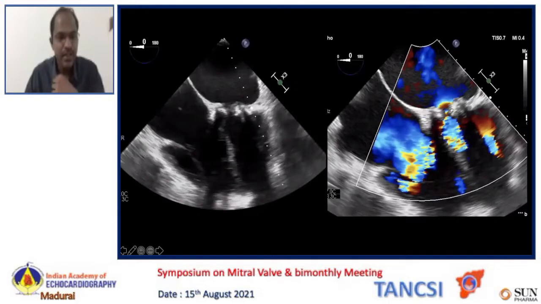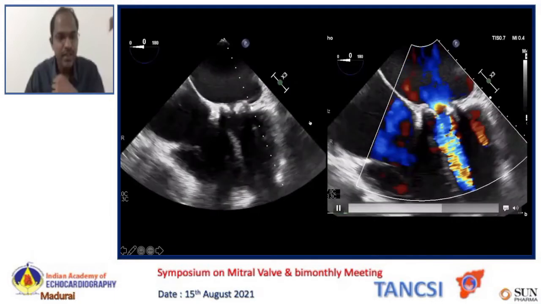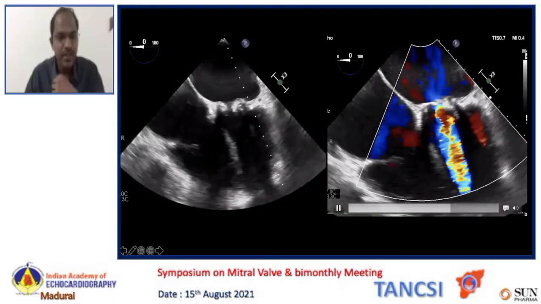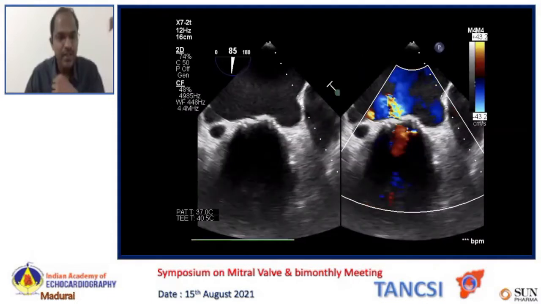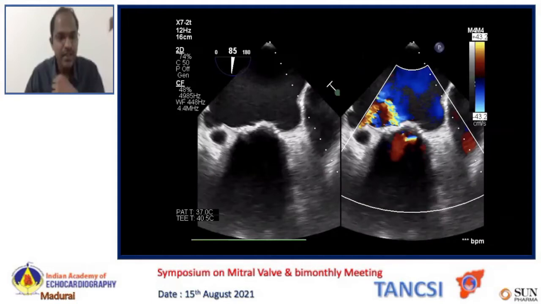There are 2 small jets of intravalvular mitral regurgitation, and the tricuspid regurgitation is severe, which can explain the right heart failure in this patient also. So this is the longitudinal axis. There is restriction in the opening, and there is calcification and turbulence across the mitral inflow.